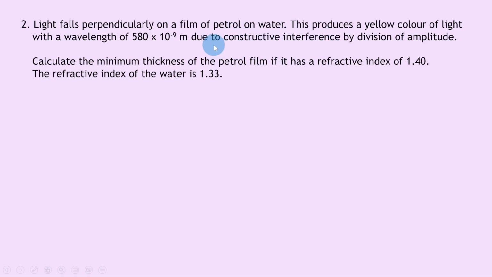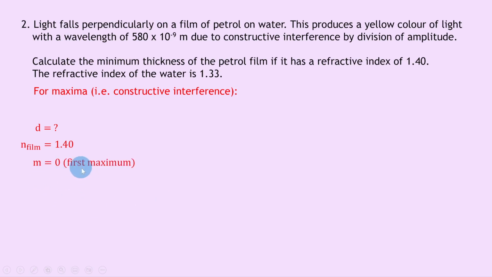Well, because this question is mentioning constructive interference, then we want to use that one. So we can say that for maxima, i.e. constructive interference, we're trying to find the thickness D. We know that the refractive index of the film is equal to 1.40. We know that m equals 0 for the first maximum because we want the minimum thickness, remember, so that is going to be when m equals 0. And we have the wavelength lambda is equal to 580 times 10 to the minus 9 meters.